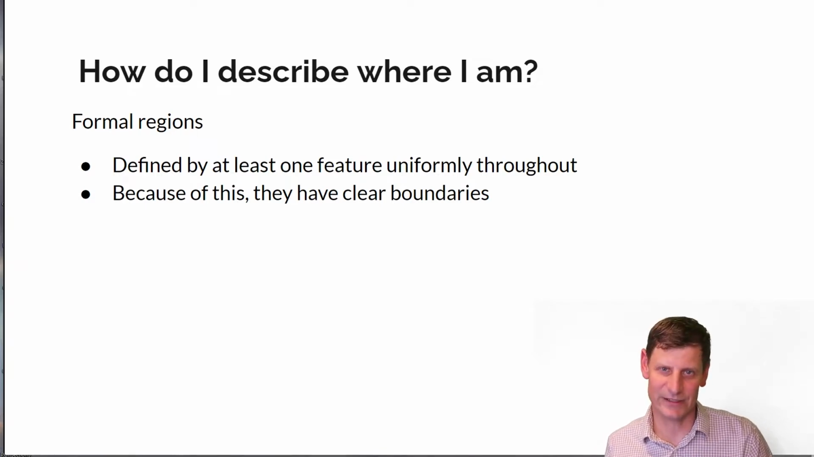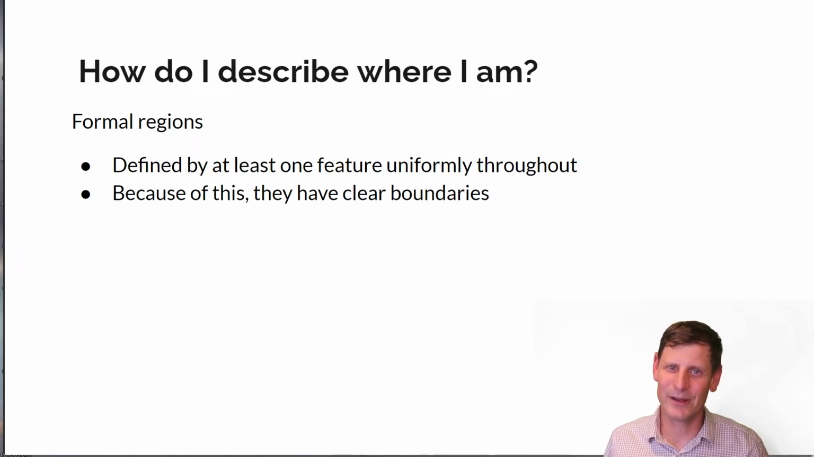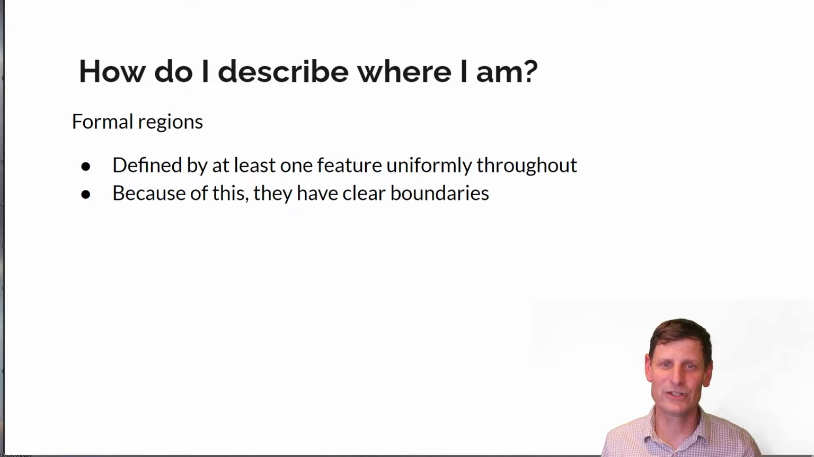Because of that, so the definition is one thing everywhere inside of it, and then nowhere outside of it, a formal region has a clear boundary. It's not the boundaries that define the region, though. It is the thing that's inside of it that defines the region. Let's take a look at an example.